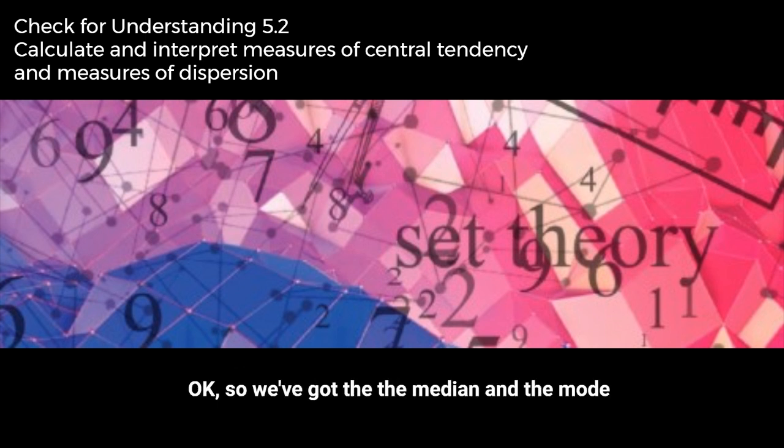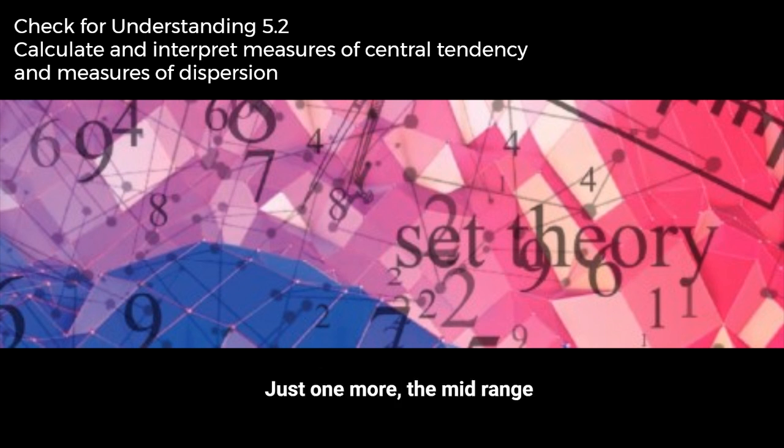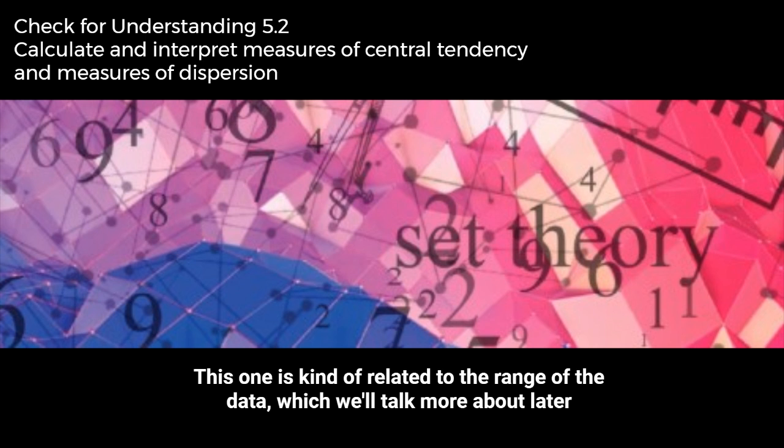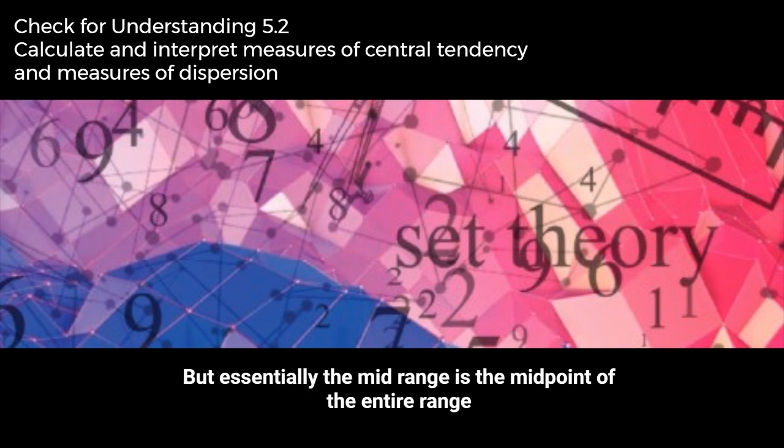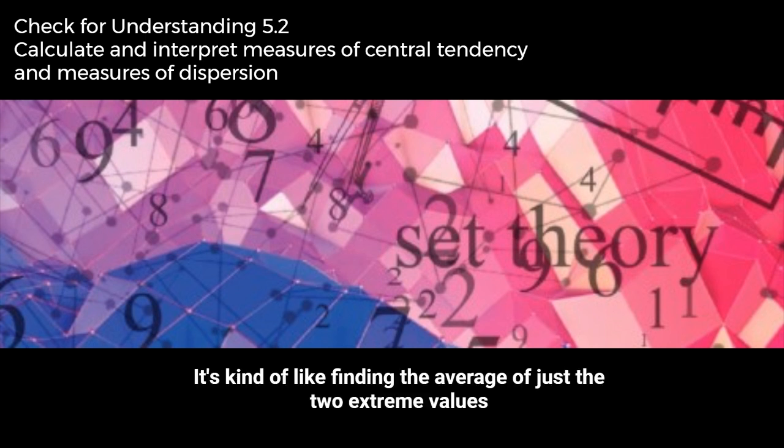That makes sense. Okay, so we've got the mean, the median, and the mode. Are there any other measures of central tendency we should talk about? Just one more. The mid-range. This one is kind of related to the range of the data, which we'll talk more about later, but essentially the mid-range is the midpoint of the entire range. Okay, so how do we calculate that? You take the smallest value in your data set, add it to the largest value, and then divide by 2. It's kind of like finding the average of just the two extreme values.